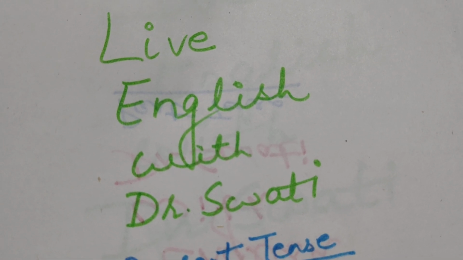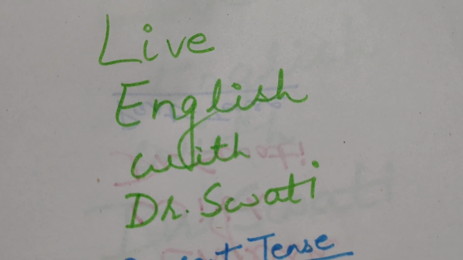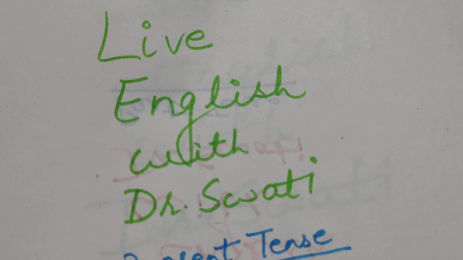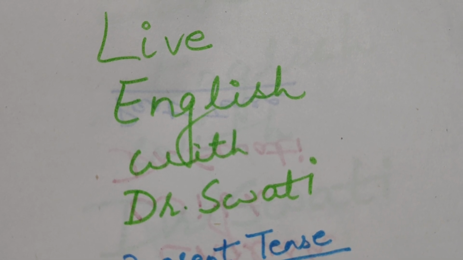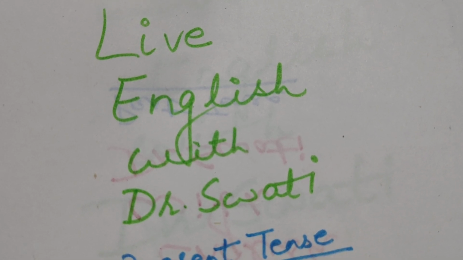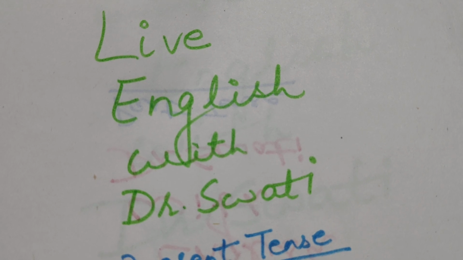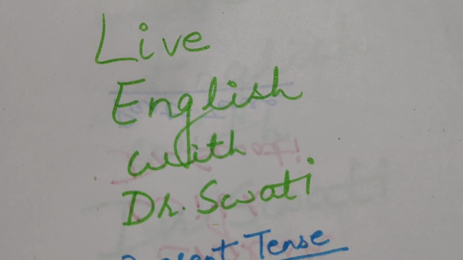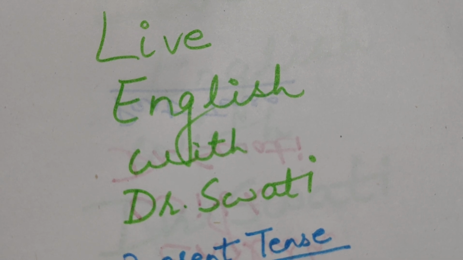Second important thing is, of course, to indicate something in the future, like if it's a future arrangement or it's a part of a future thing, you will be using simple present tense. For example, you can say we go to Bombay next week.